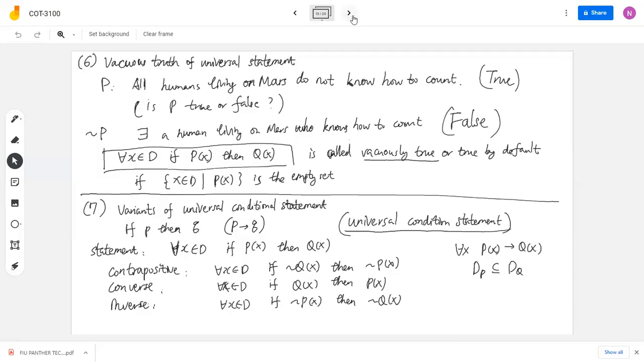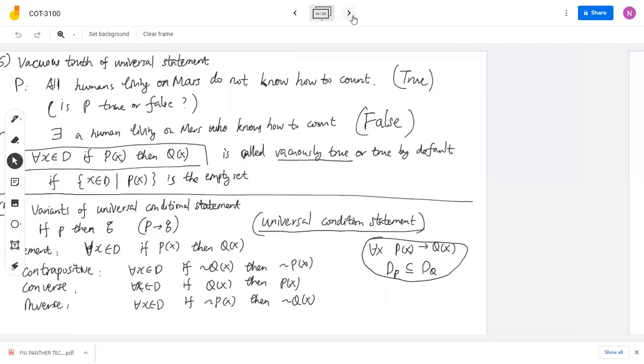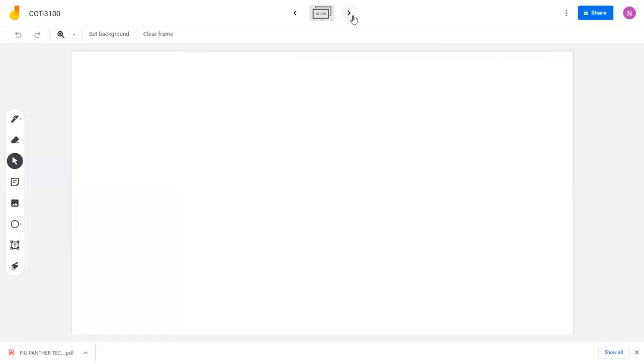The universal conditional statement contains a lot of information. It's a very powerful, very strong statement, but the existential conditional statement is not as powerful as the universal conditional statement. Okay, let's see examples of how to do this transformation.